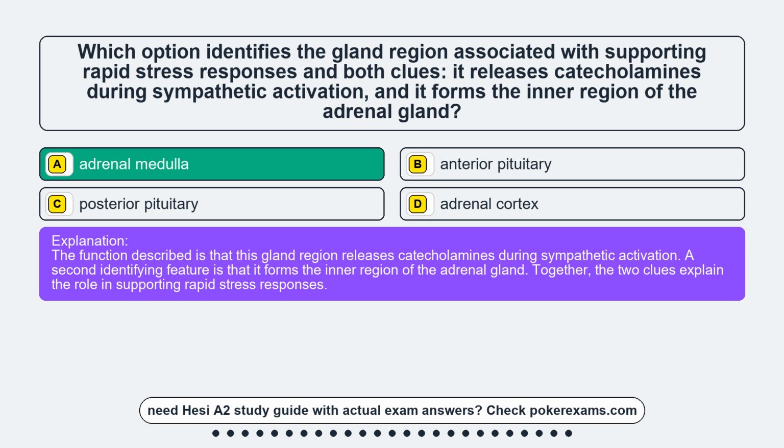The function described is that this gland region releases catecholamines during sympathetic activation. A second identifying feature is that it forms the inner region of the adrenal gland. Together, the two clues explain the role in supporting rapid stress responses.